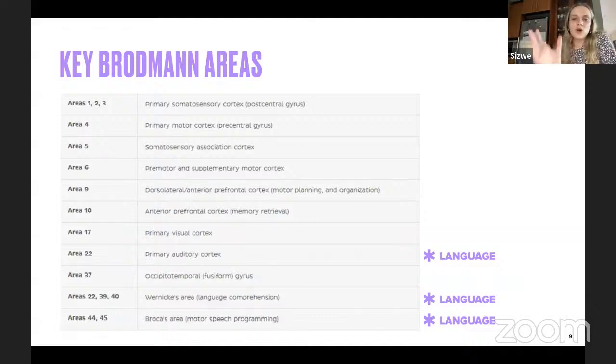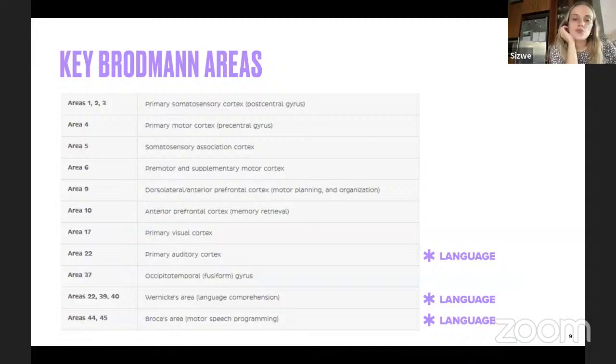You can see this man really thought it out. We start with the postcentral gyrus. Next thing we look at is the precentral gyrus. And then they're all kind of going from there. Area 5 is the somatosensory association cortex. Area 6, premotor and supplementary motor cortex.